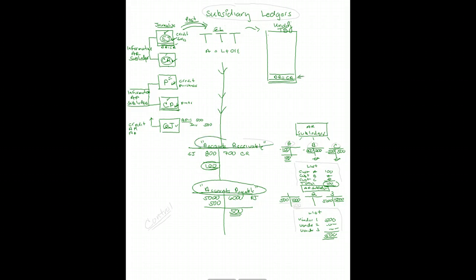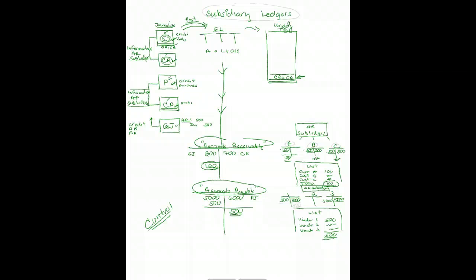The accounts receivable and accounts payable are called control accounts. What that means is that there's a subledger that is balancing to them at the end of the month. The way you know your general ledger is in balance is when your debits equal your credits. The way you know when your subledgers are in balance is when the sum of the accounts payable or the accounts receivable balances equal the balances in the control account in the general ledger.